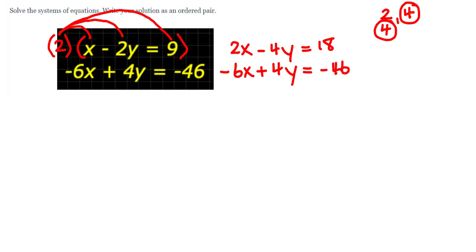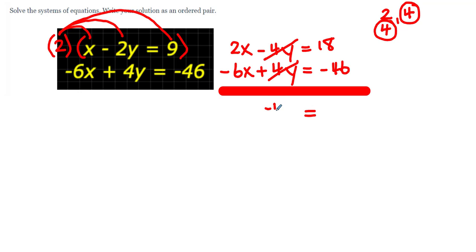Okay, so now we can go ahead and add these two equations together because we have opposites right here. This negative 4y and this positive 4y, they're going to cancel each other out. And so let's see, I've got 2x minus 6x, that's going to give us negative 4x. And then I have 18 minus 46, which is negative 28.